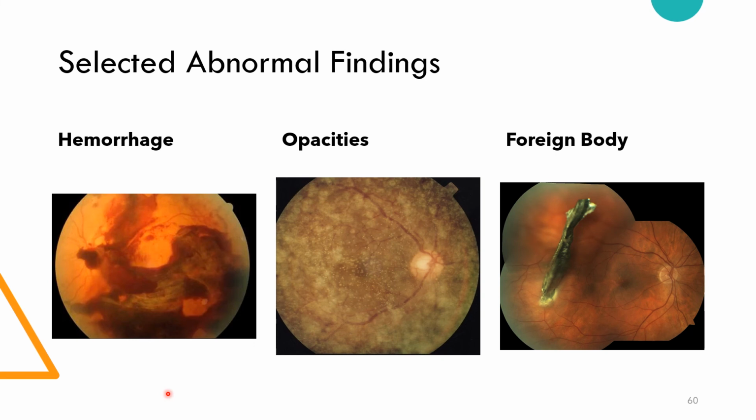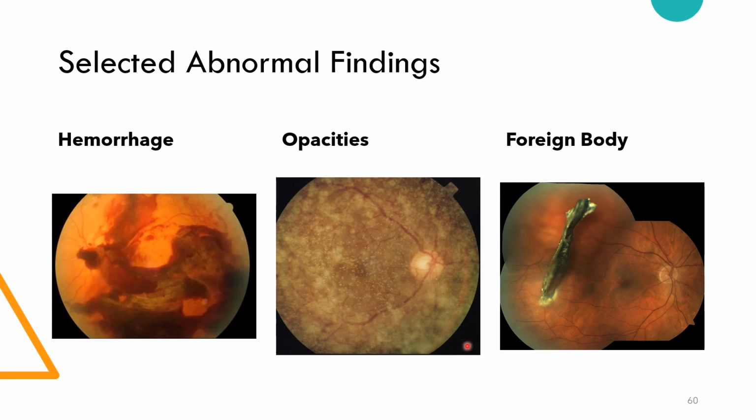So here are our abnormal findings. Here is a vitreous hemorrhage. This is a lot of blood that has filled this patient's vitreous area. Sometimes they will filter the blood out of their body naturally. Sometimes they will require surgery. This can be associated with a lot of things from trauma to diabetic retinopathy.